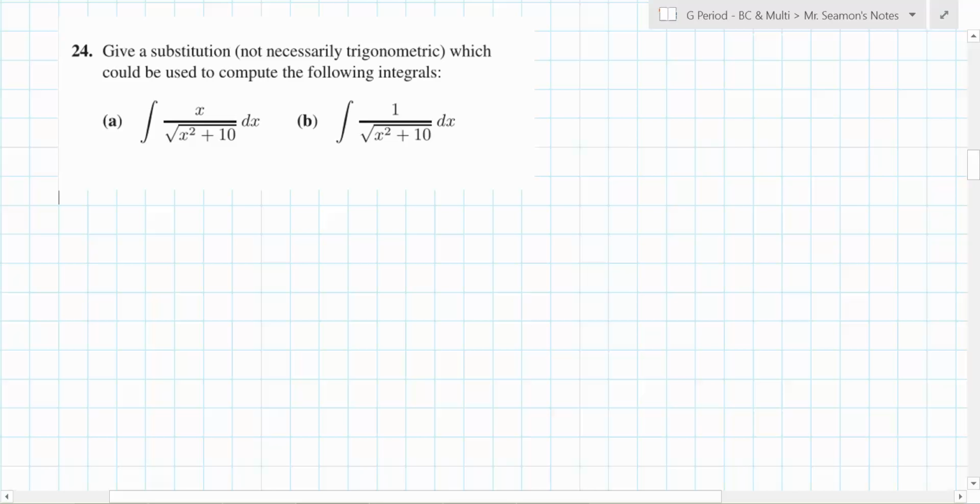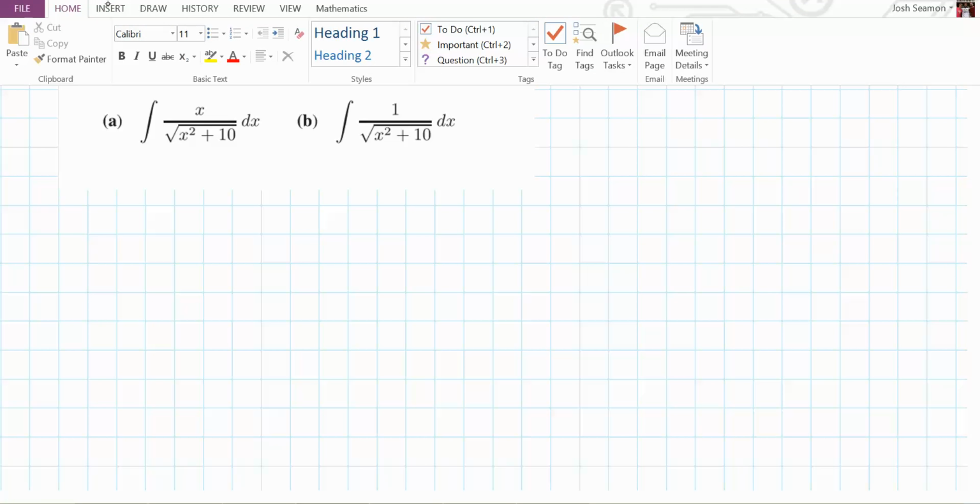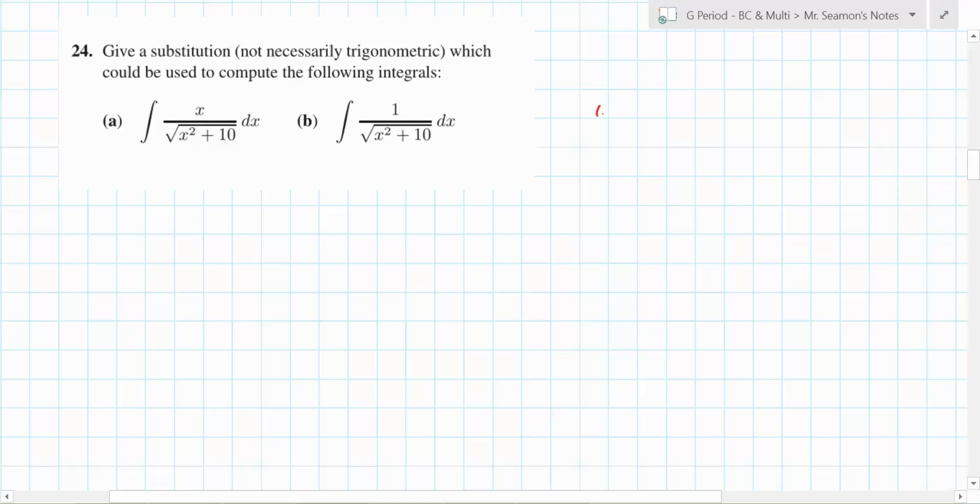Okay, so let's try it. w equals x squared plus 10. So what does that mean? dw equals 2x.